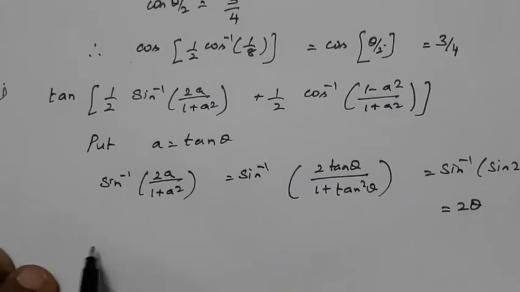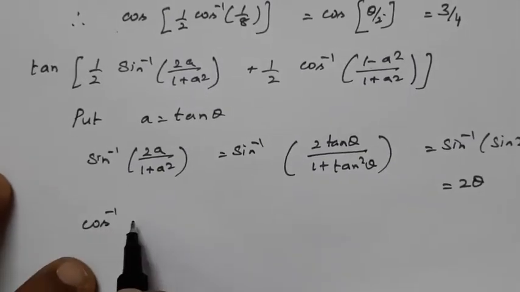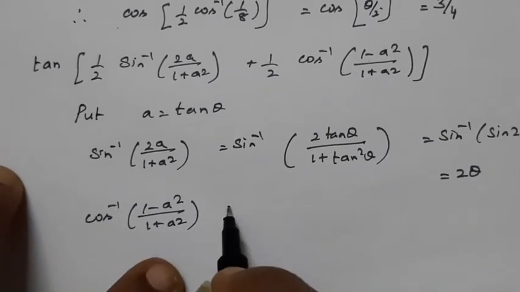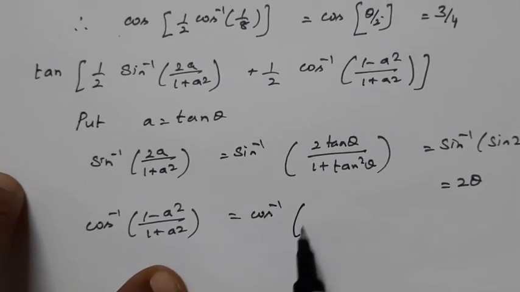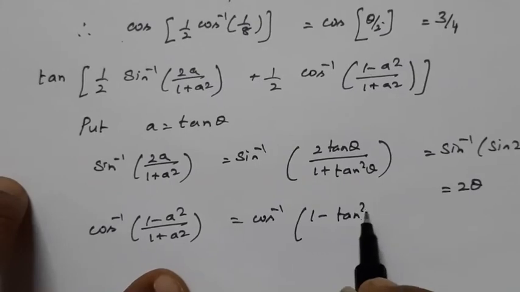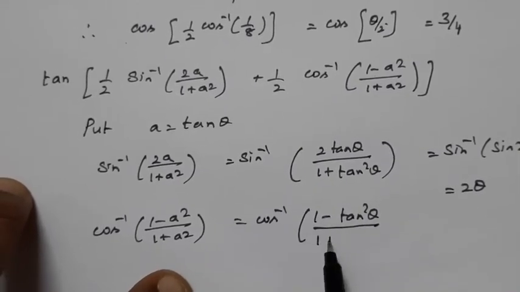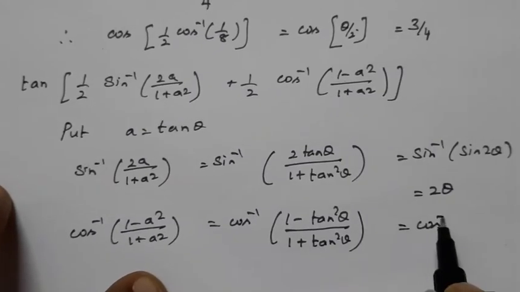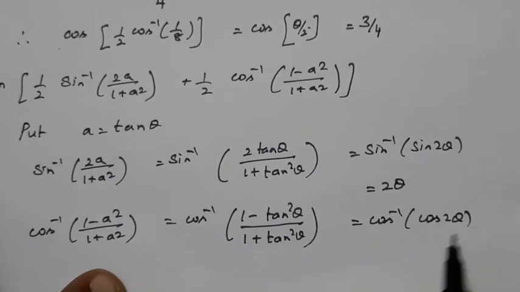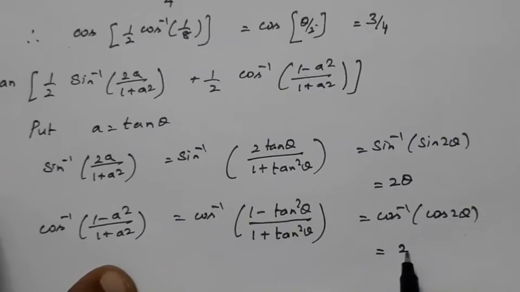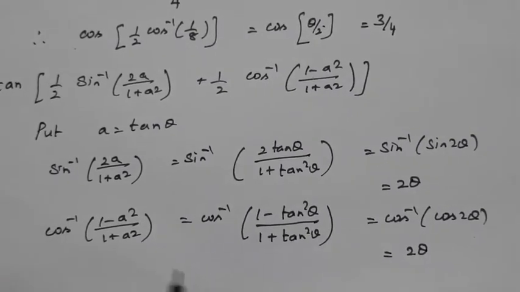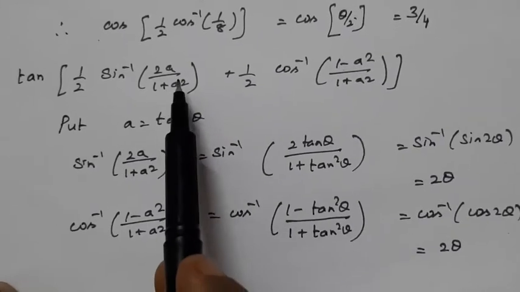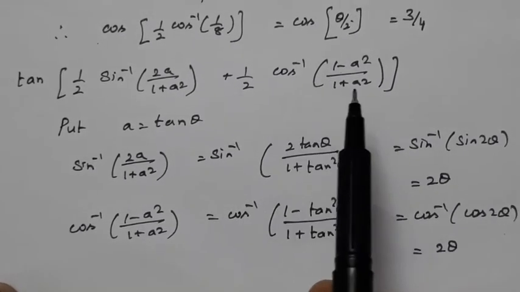And then cos inverse of 1 minus a squared by 1 plus a squared is equal to cos inverse of 1 minus tan squared theta divided by 1 plus tan squared theta. This is nothing but cos 2 theta. So, here cos inverse of cos 2 theta is equal to 2 theta. So, remember, when a numerical value is given, then only you have to check whether it belongs to the respective range.